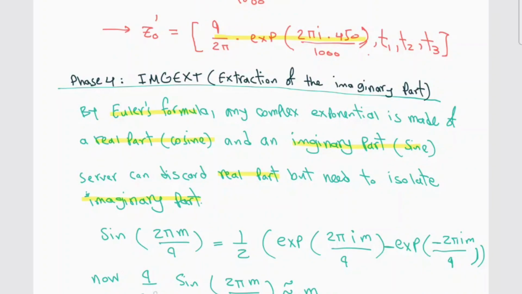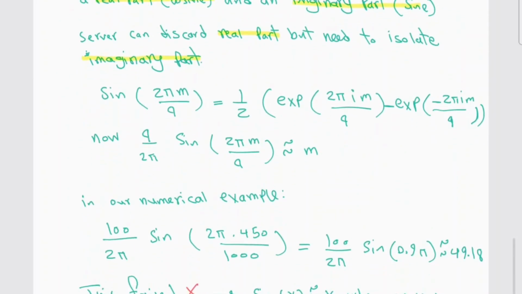What is important here is that if you look at this part that we discussed previously, q divided by 2 pi multiplied by sine of 2 pi m divided by q is actually equal to m. But there is a condition, and that condition is that m should be very small, much smaller than q. We'll discuss that later. Now let's substitute our values. Q is 1000 and m is 450.